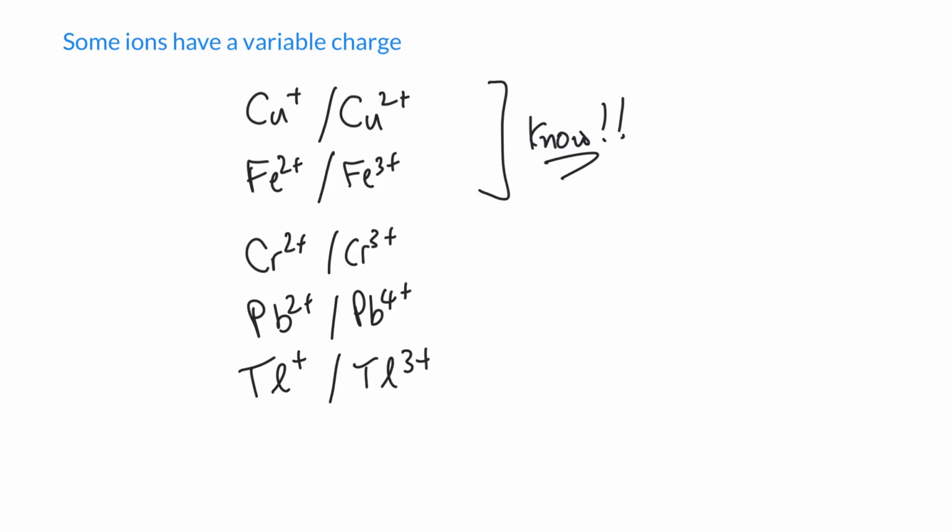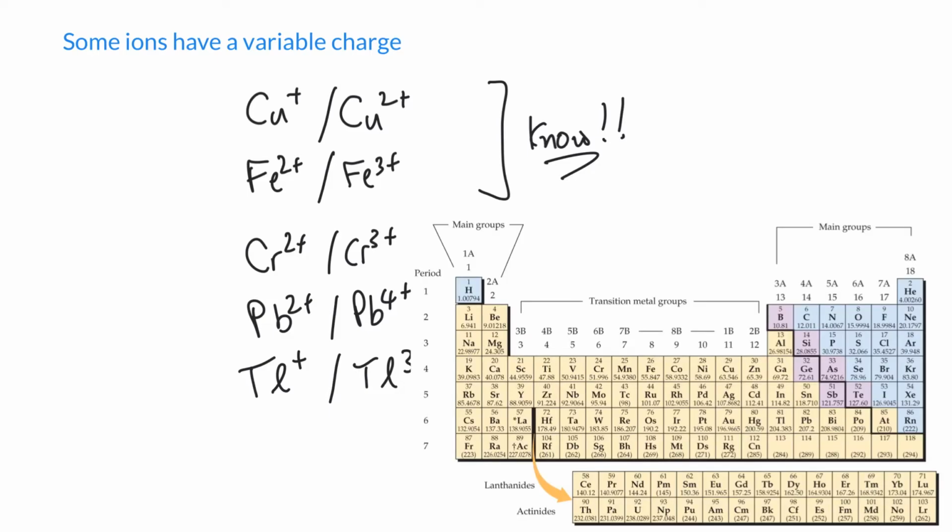And if you wonder what they all have in common, let me pull up my periodic table and show you. Well, they're mostly in the center. If I look at copper, copper is right there, and iron is right there, and chromium is right here. So these are transition metals, and whenever you're in the transition or the inner transition metals, you almost always have a variable charge. That's not exactly true, but it's a pretty good bet. And then lead and thallium are down here, so they're not in the transition metal block.